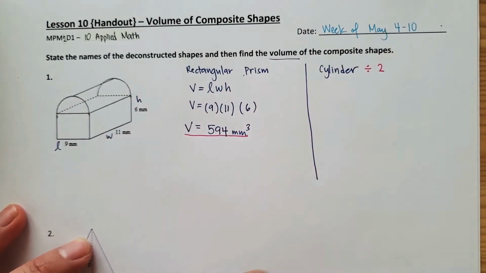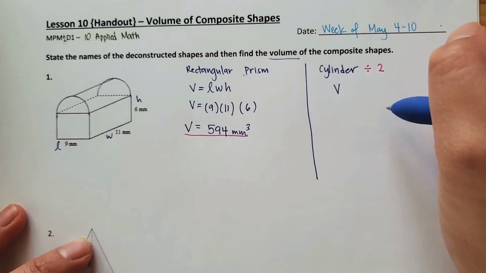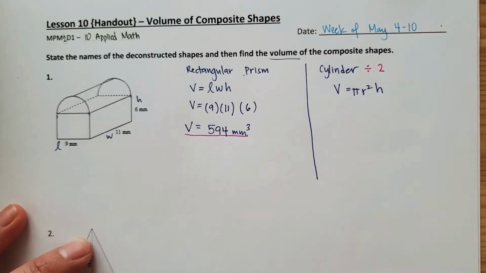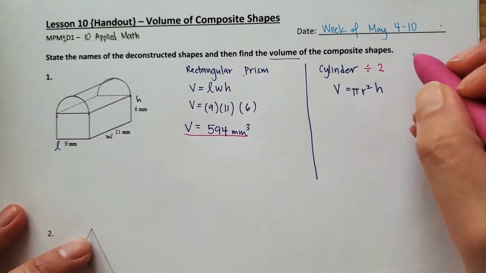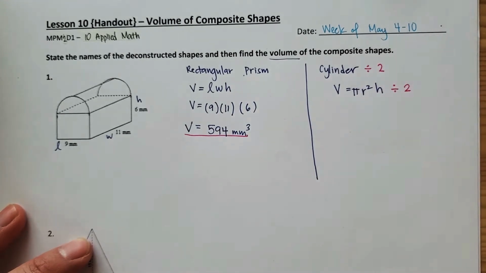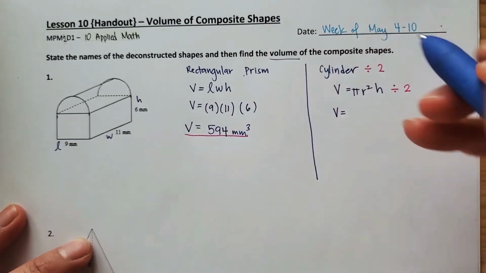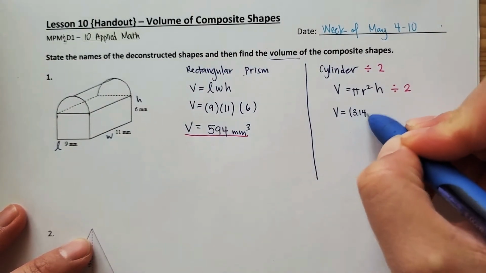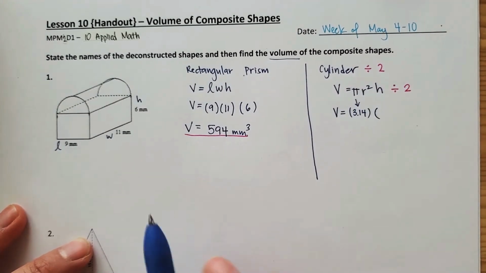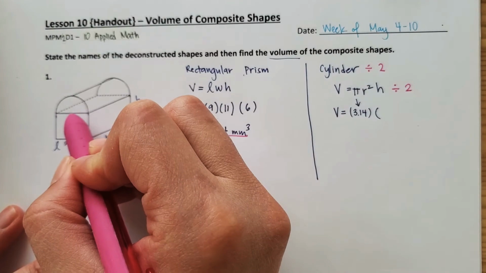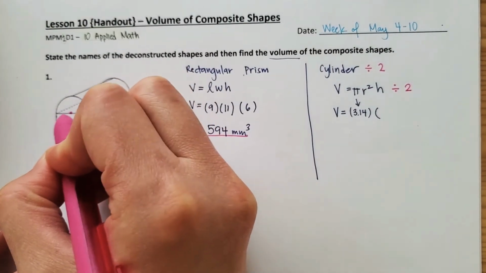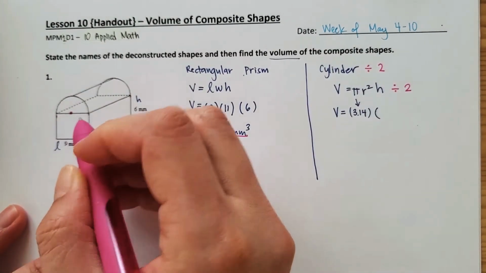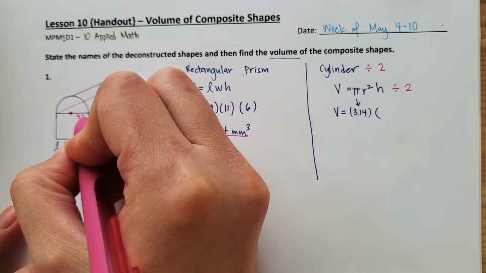And then for the cylinder, take a look at the formula. Its volume is equal to pi times radius squared times height. In this case, I'm going to put this in a different color to say we know we're going to divide it by 2 after. You can either use the pi button on your calculator or you can use 3.14. And your radius is halfway in between the circle, right? So if this whole thing is 9 millimeters, what's half of that? 4.5 millimeters.